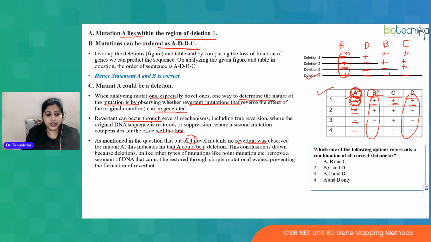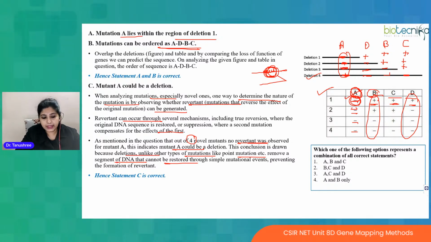This conclusion is drawn because deletion, unlike other types of mutations like point mutation, removes a segment of DNA that cannot be restored. Deletion means what? If you have a certain region and I just delete this part, then it is already gone, completely removed, so it cannot be restored through simple mutational events. So no revertant can be formed. That's why statement C is correct.